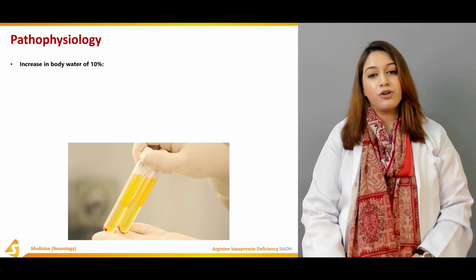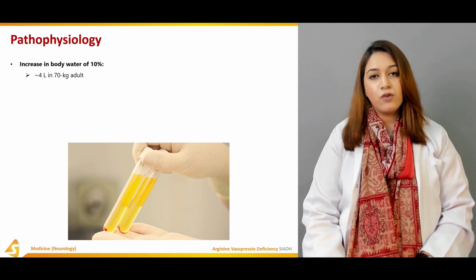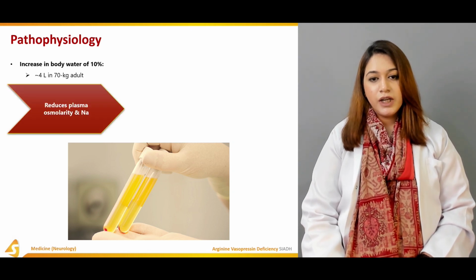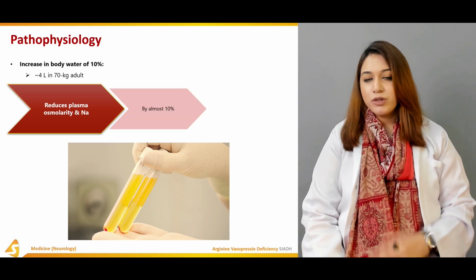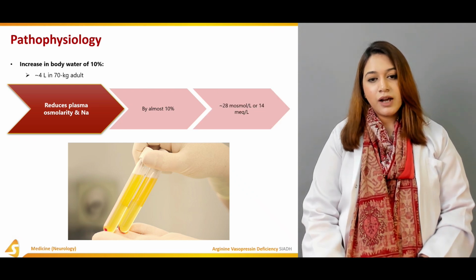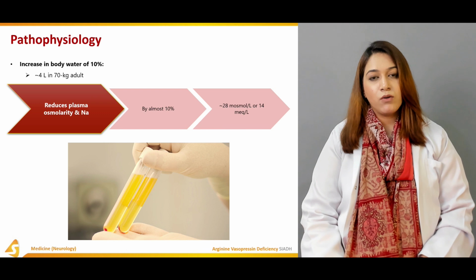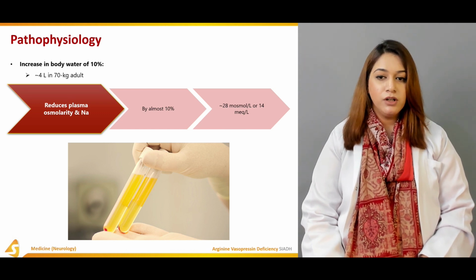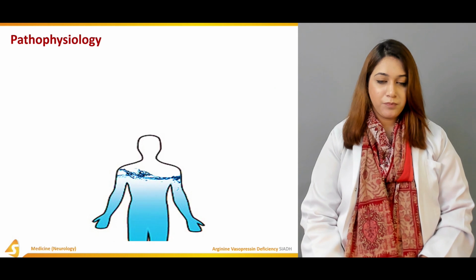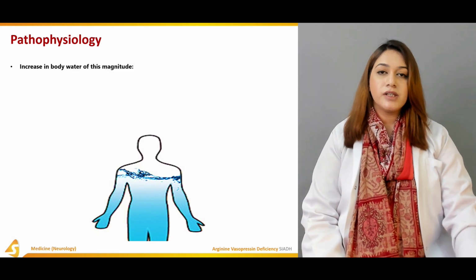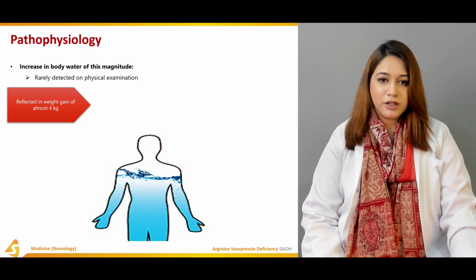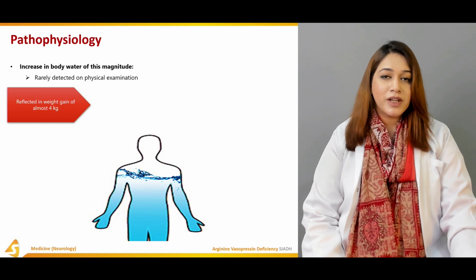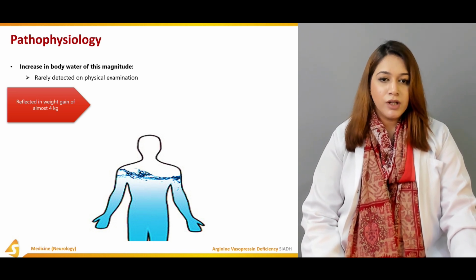Now, an increase in body water of 10%, that is 4 liters in a 70 kg adult, reduces the plasma osmolarity and sodium by almost 10%, which is equal. That reduction in plasma osmolarity is around 28 milliosmoles per liter, or 14 milliequivalents per liter. An increase in body water of this magnitude is rarely detected on physical examination, but it can be reflected by measuring the weight of the patient, with a weight gain of almost 4 kg.